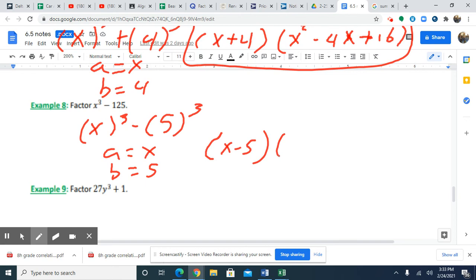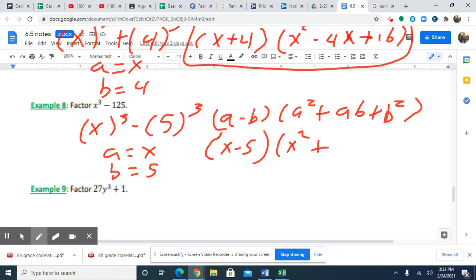And then x squared. Let me just write it here really fast. A minus b. And then it should be a squared plus ab plus b squared. So ab together, that's 5x. And then b squared is 5 squared, which is 25.